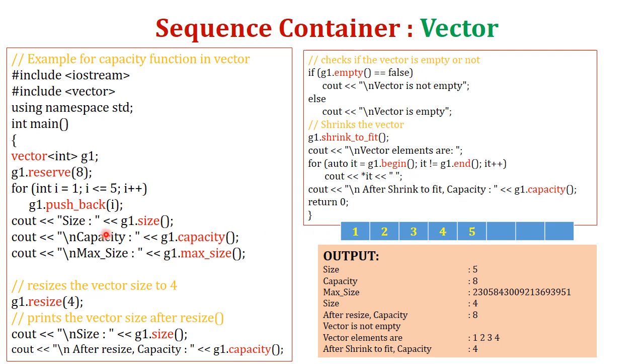Now we are going to call some inbuilt functions. Then we will see the result. For example, g1.size. So g1.size means what? How many elements are within the vector? 1, 2, 3, 4, 5 elements, right?